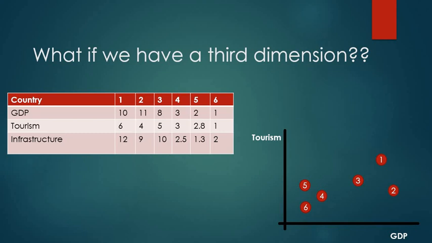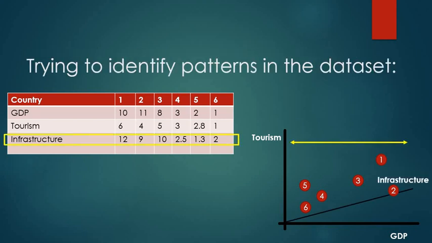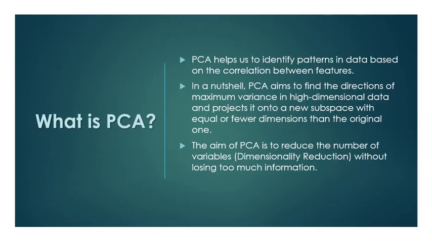What if we have a third dimension or a third feature? Along with the GDP and the tourism, we have infrastructure, which makes it a three-dimensional space. What if infrastructure is the feature that allows further spreading out of the points of my dataset? What we're doing is trying to identify patterns inside the dataset, where points, or as we have here, different countries, can be correlated together. And we can see how the variance, or the spread of our data, can be analyzed. And that is PCA.